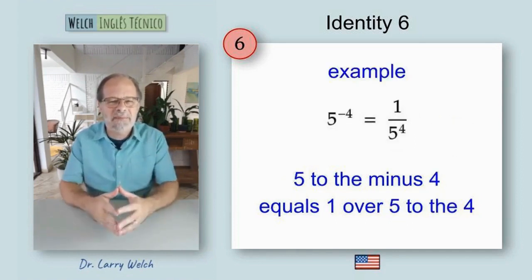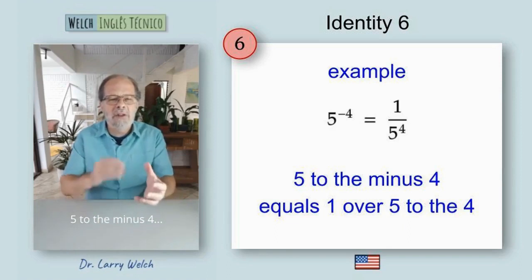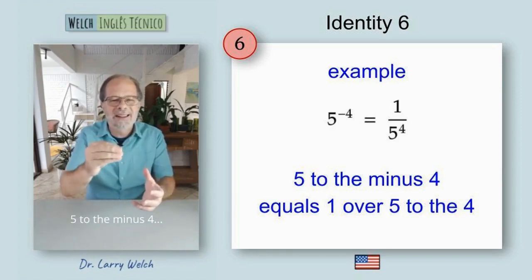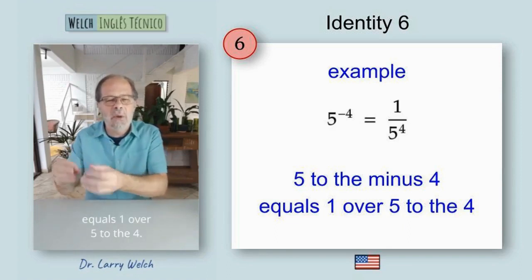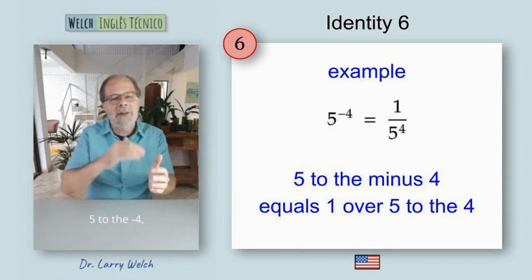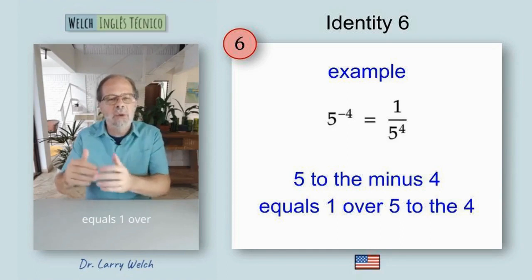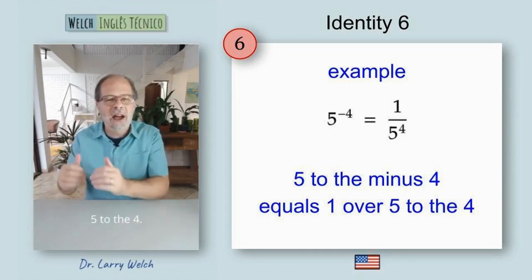Remember? Using numbers, 5 to the minus 4 equals 1 over 5 to the 4.